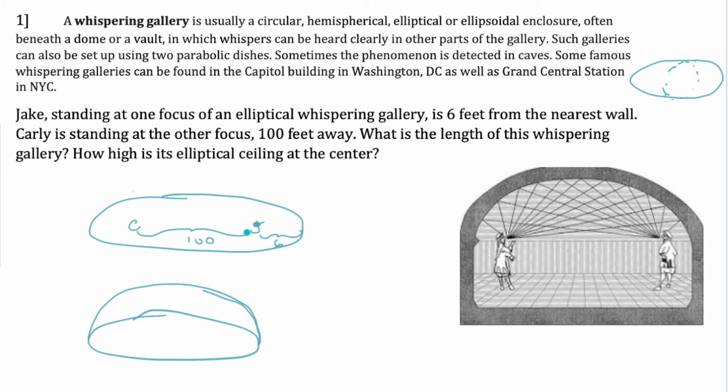It's symmetric here. So we've got 100 feet here. We have 6 feet between Jake and the wall, so we must have 6 feet between Carly and the wall as well. So the total length is just going to be 112 feet.